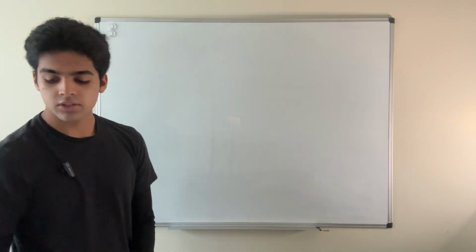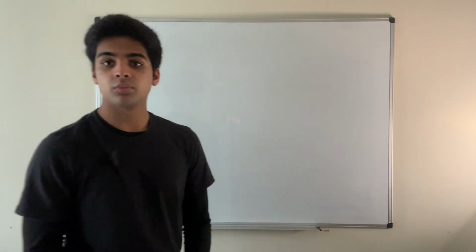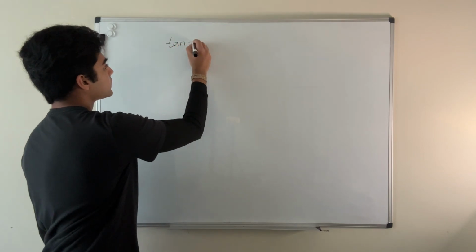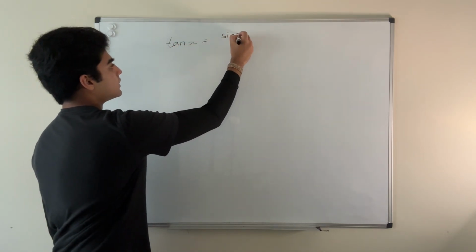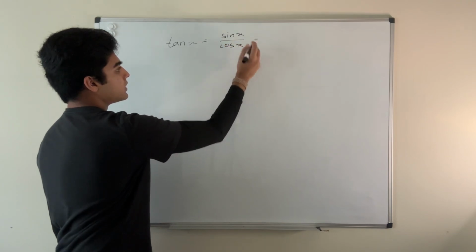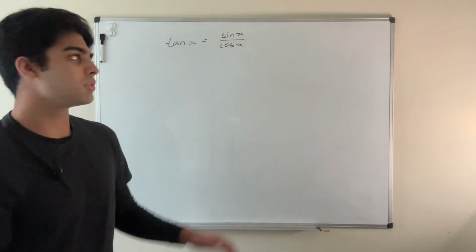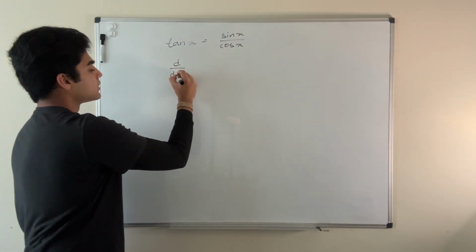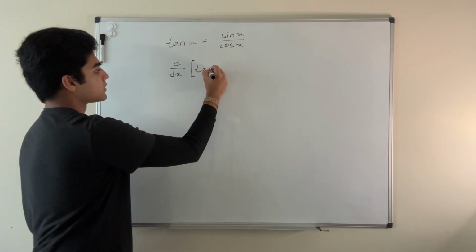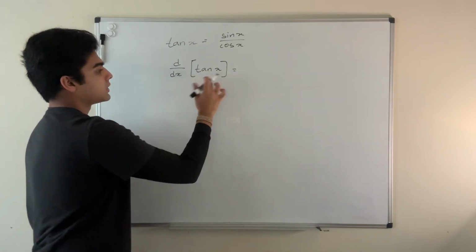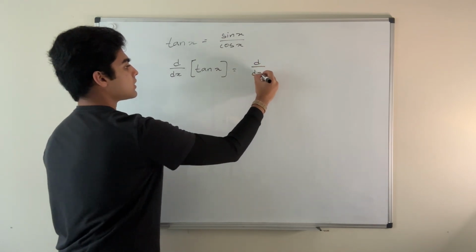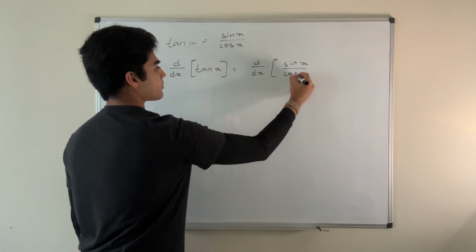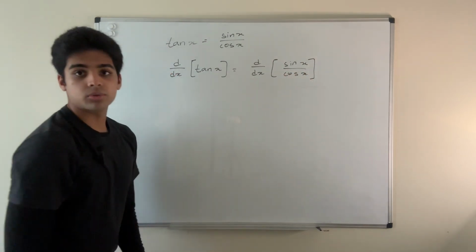Okay, so we're going to start off with tangent x right now. And as we recall from our trig practice, tangent x is equal to sine x over cosine x. So now for this, we can just use quotient rule if we substitute this in for tangent x, right? So if we wanted to take the derivative of tangent x, we can substitute this and make it sine x over cosine x. And now we can do quotient rule.